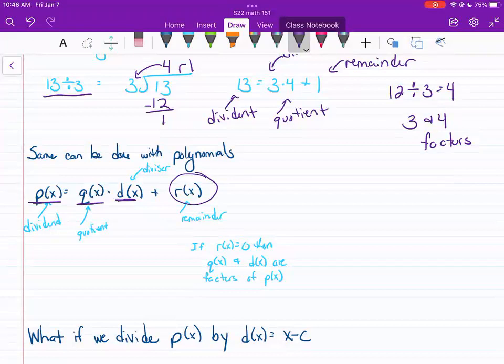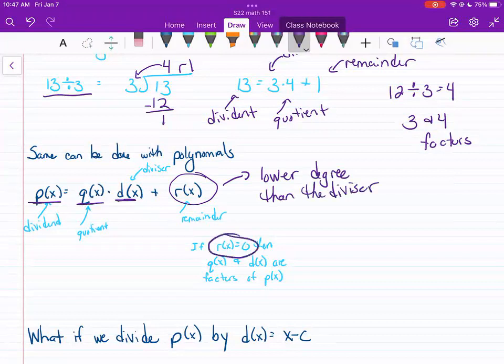This polynomial is going to be of lower degree than the divisor. And if that remainder polynomial happens to be 0, then the remainder is 0. And so likewise, we then have that the factors of p of x are going to be q of x and d of x. So let's look at an example of this division.